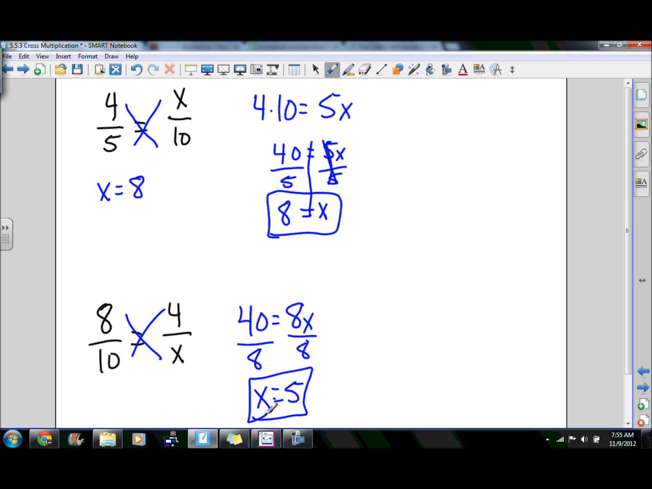Now, to check these answers, all you do is plug them back into the original equation. So for this top one here, we go 4/5 is equal to 8/10, and you have to figure out that these are equal however you want. You can turn them into decimals. You can see that they're equal to each other. You could do cross multiplication again, but those are good. Down here on the bottom, 8/10 is equal to 4/5, and those are equal to each other. Okay.